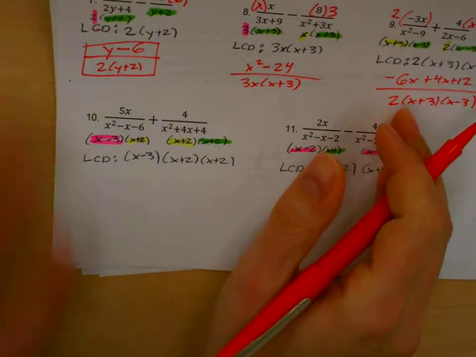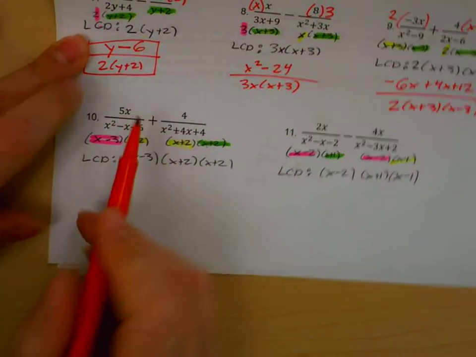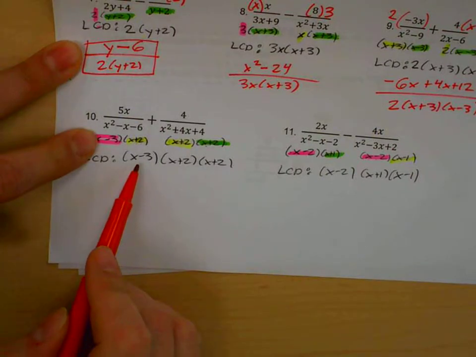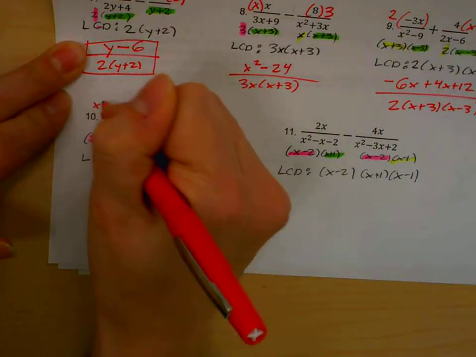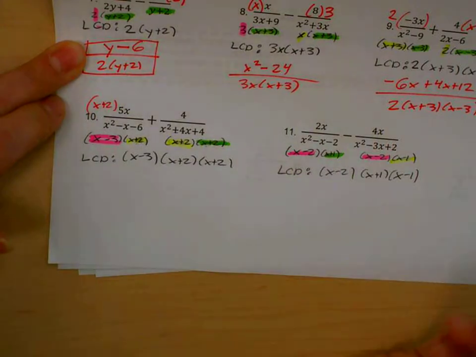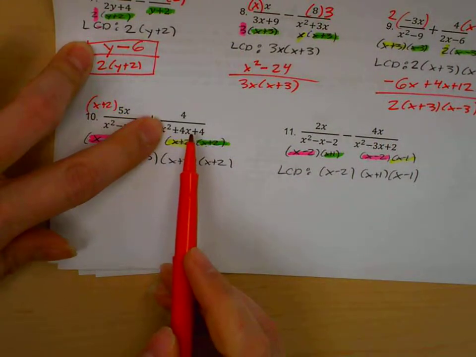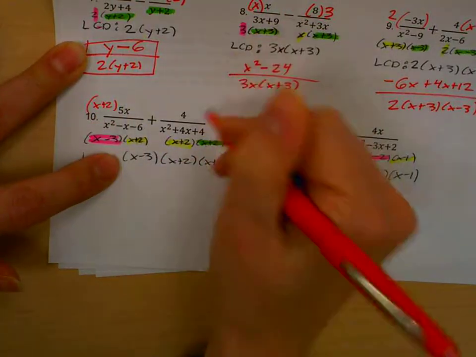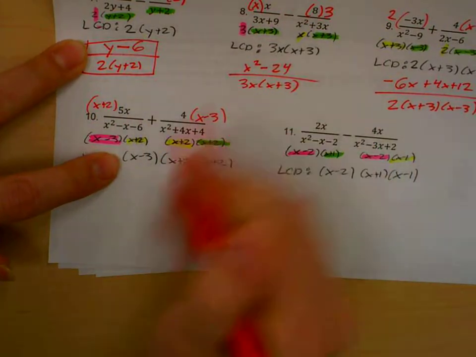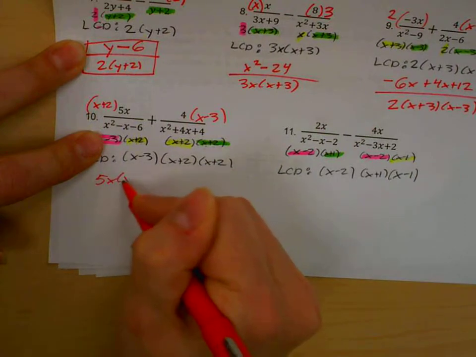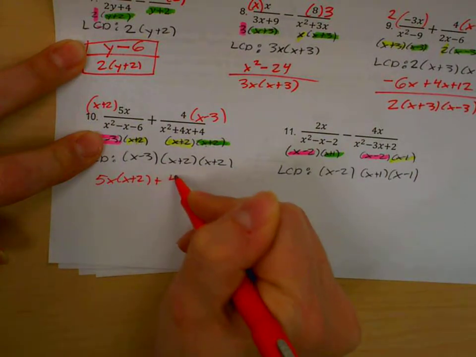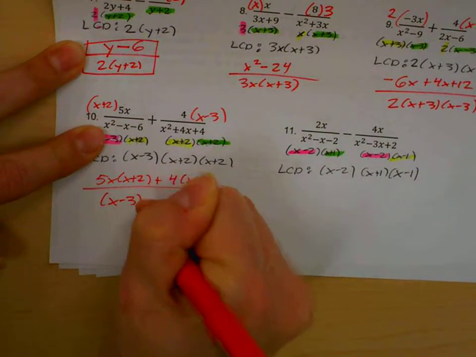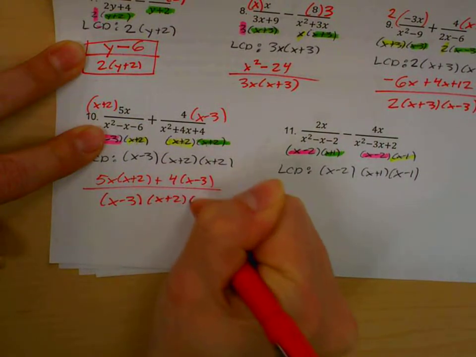Number 10. Look at your first fraction at the denominator. What am I missing from the least common denominator? I have x minus 3, I have x plus 2. I'm missing one of the x plus 2's. Let's look at the second fraction's denominator. What am I missing? Well, I have x plus 2 and x plus 2, but I'm missing the x minus 3. So this is 5x times (x plus 2) plus 4 times (x minus 3) all over the least common denominator, which is (x minus 3)(x plus 2)(x plus 2).